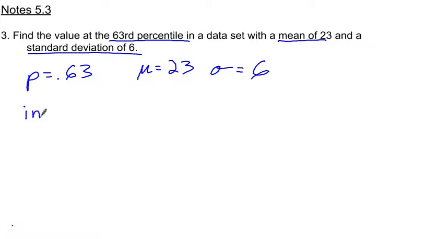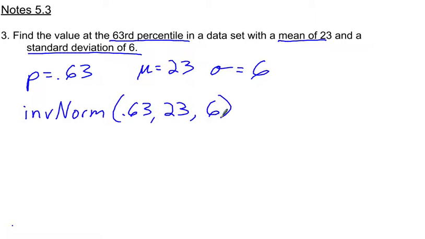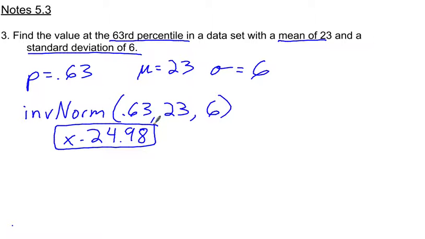So we can do inverse normal 0.63 comma 23 comma 6, and this will give us the data value x equals 24.98. Right. Now on to the next example.